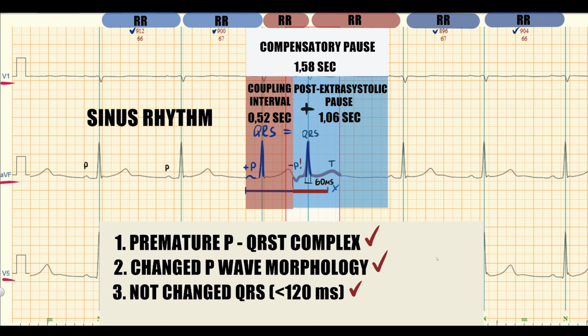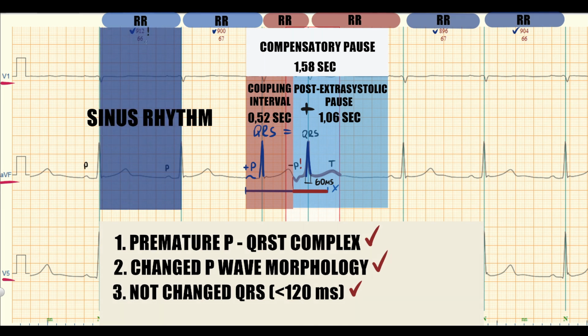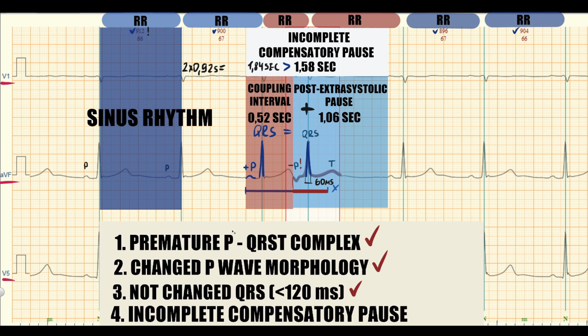A compensatory pause is called complete when it is equal to two usual sinus RR intervals, and it is incomplete when it is less than two usual sinus RR intervals. In our case, the RR interval is equal to 0.92 second. According to this, two RR intervals are equal to 1.84 seconds. That is much bigger than the compensatory pause in our example. As a result, the compensatory pause is incomplete. So all criteria of premature atrial contraction are present.